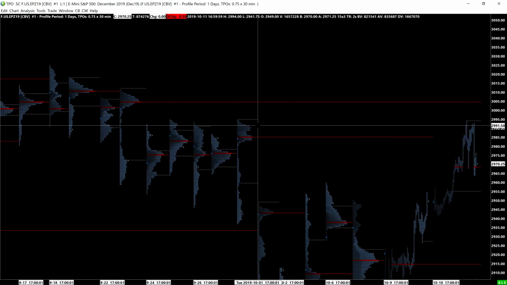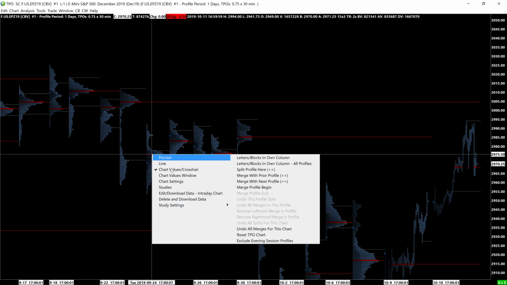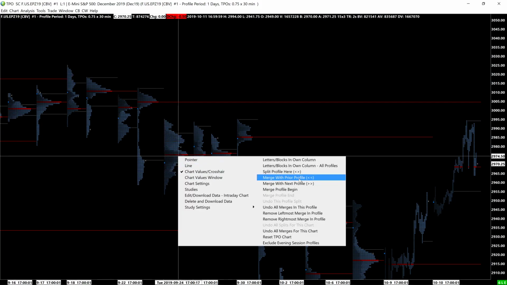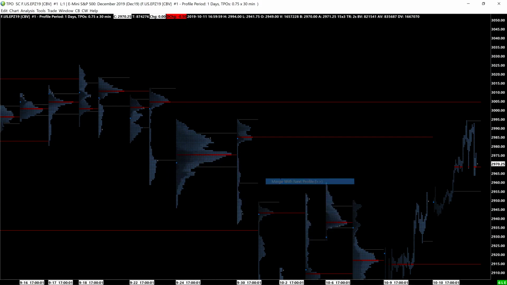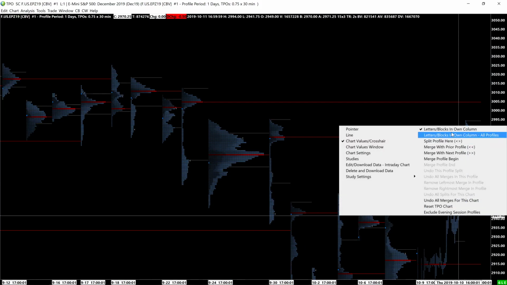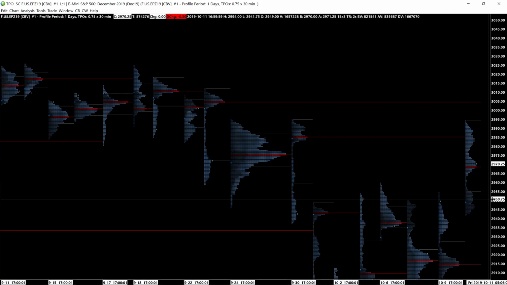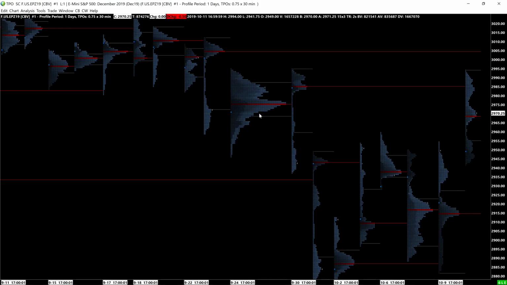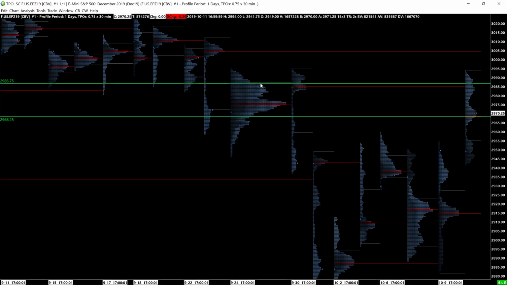Here's another example, and this will be interesting to look at. Again, when you have these balance days, they can be very good to merge. So let's bring all of this back to normal, and we'll put boxes around all of these so we can get an idea of what I'm talking about.